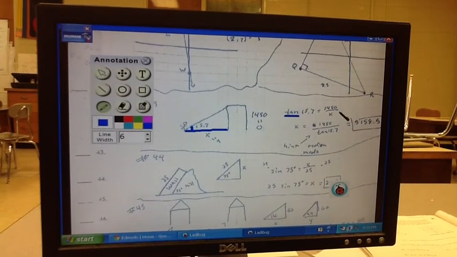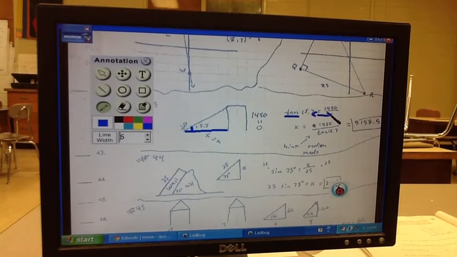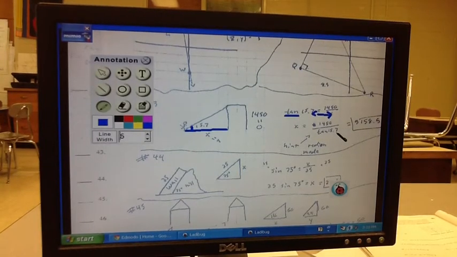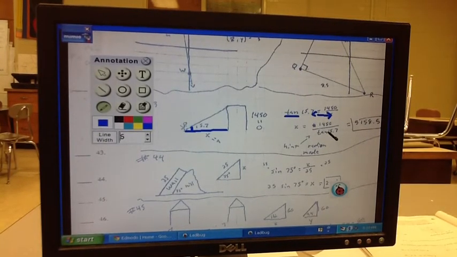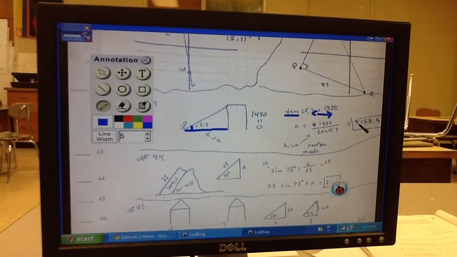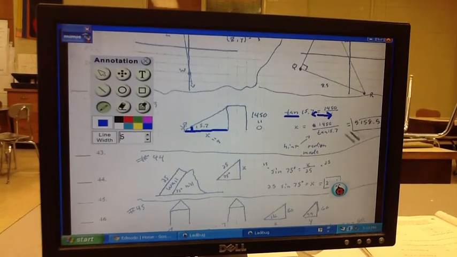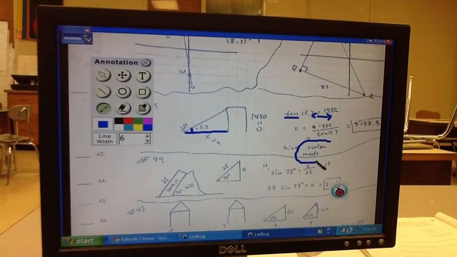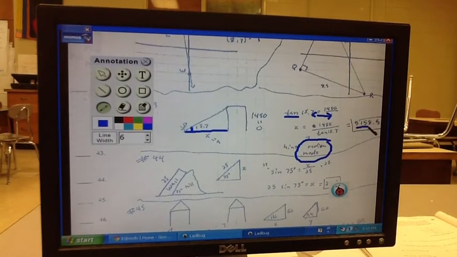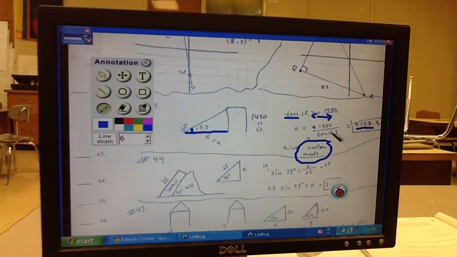Once I got here, X is on bottom. Remember, when X is on bottom, I just simply switch the X with the tangent of 15.7. So I wrote X on the left, tangent of 15.7. Typed it in, hit it in my calculator. I got 5,158.5. Hint, don't forget your radian mode again there. So 5,158.5.